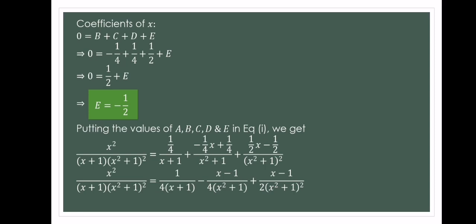Now we will have to put the values of a, b, c, d and e in equation number 1. After putting the values in equation number 1, we just get 1 divided by 4 into (x plus 1) minus (x minus 1) whole divided by 4 into (x square plus 1) plus (x minus 1) whole divided by 2 into (x square plus 1) whole square.